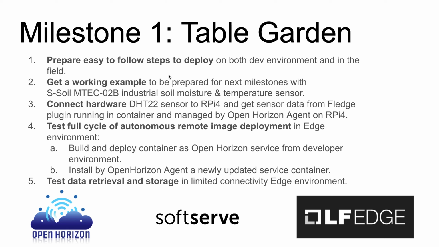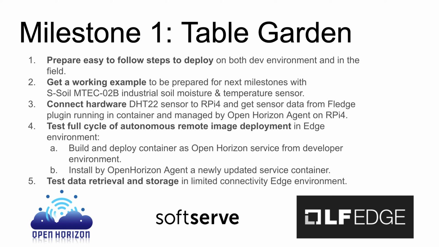My goals for this milestone were to prepare easy-to-follow steps to deploy on both dev environment and in the field, get a working example to be prepared for next milestones with S-Soil, industrial soil moisture and temperature sensor, and connect hardware. I use a DHT22 sensor on a Raspberry 4 board and get sensor data from a Fledge plugin running in a container and managed by the Open Horizon agent on the Raspberry 4 board.